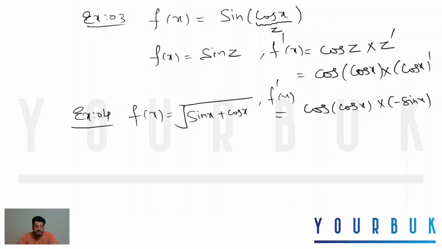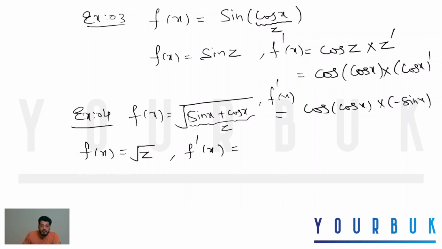But here, in place of root x, it is given as root of sin x plus cos x. So this sin x plus cos x as a whole is the troublesome quantity z. So we can take this sin x plus cos x as z. Now we can treat this function f(x) as root z, isn't it? So what will be your f dash x?